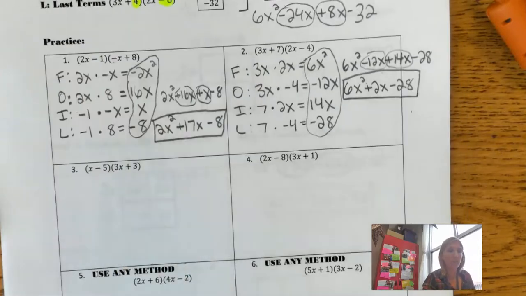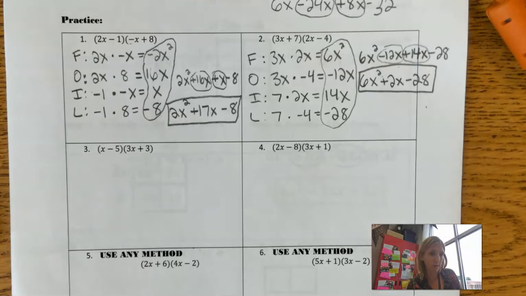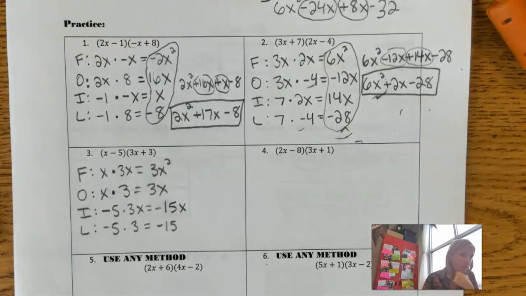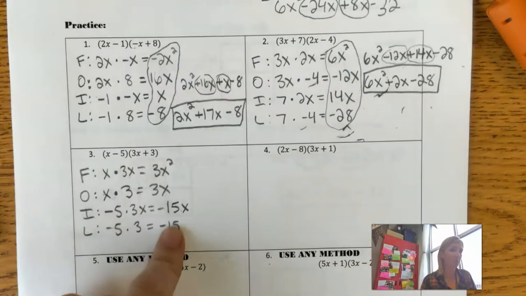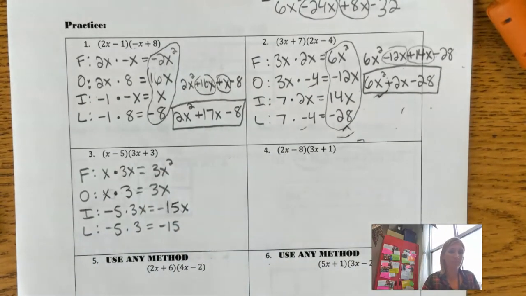Alright, I want you to go ahead and pause the video and try number 3 on your own. This is what I got when I multiplied out all the different terms, so go ahead and check your work right now by pausing the video and see if you got the same answers as me. Once you confirm that, go ahead and write all of these terms as a simplified expression.